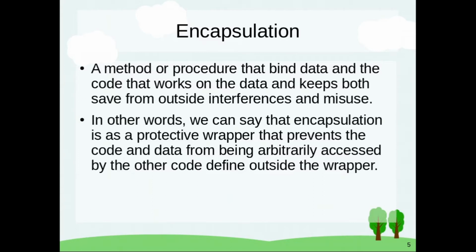Encapsulation just hides the data from the outside world, so that the outside world does not misuse our data. In other words, encapsulation is a protective wrapper that prevents data from being arbitrarily accessed by other code defined outside the wrapper. It is a box which protects our data, and it doesn't allow the outside world to enter the box and access the data inside it.